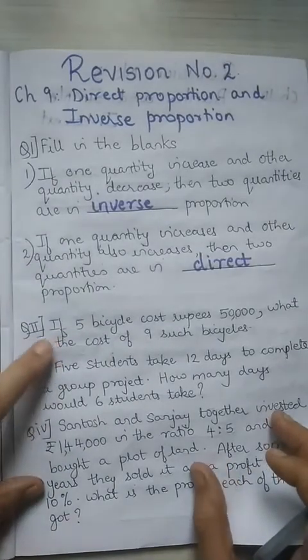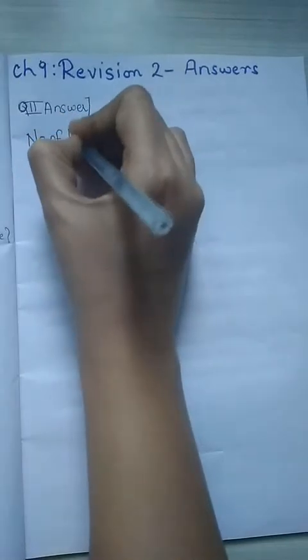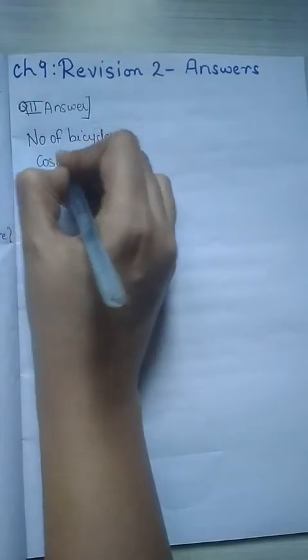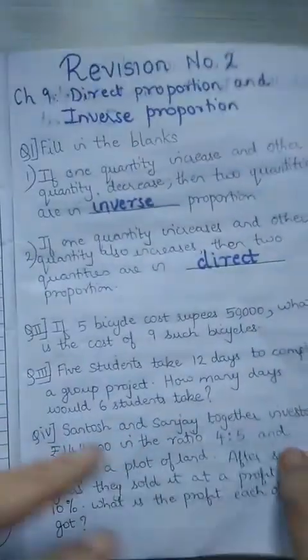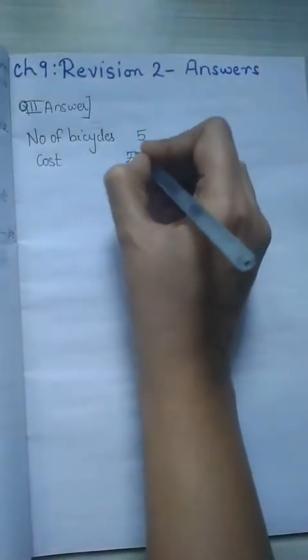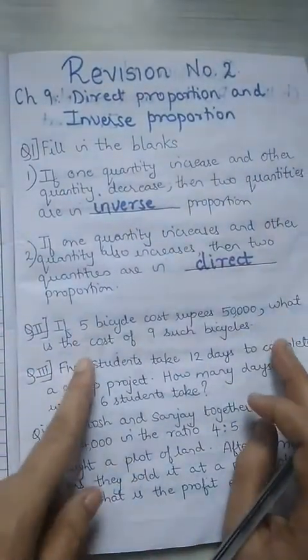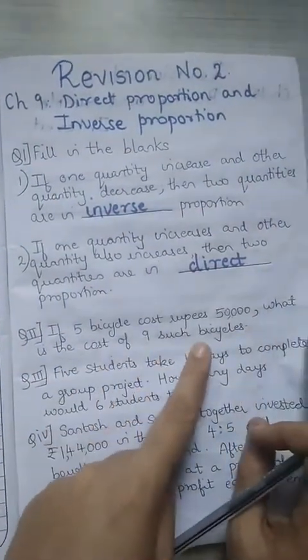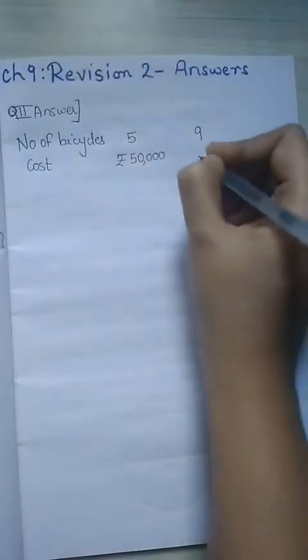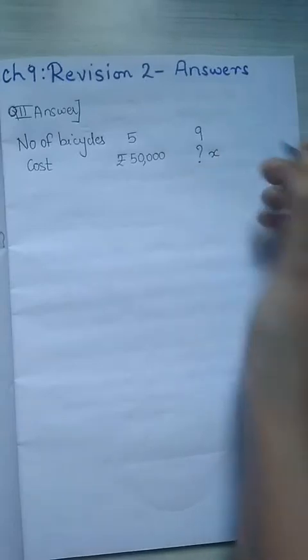We are already done. If 5 cycles cost, so it is the number of bicycles and cost. Correct? These are the two things that they have given. What is given next? If 5 cycles cost rupees 50,000, what is the cost of 9 such bicycles? So 9 cost how much? Question mark. So you can put it as X.